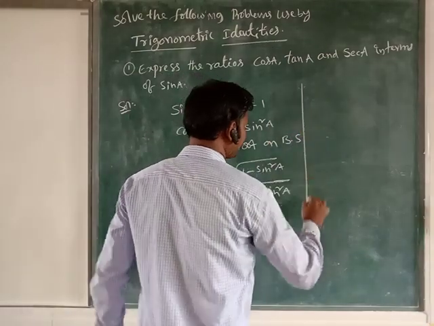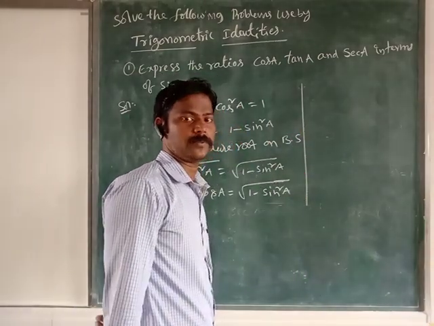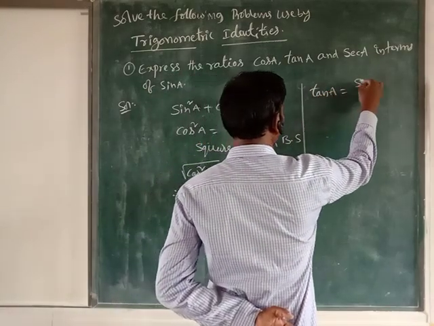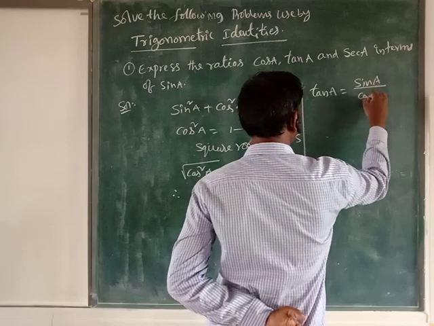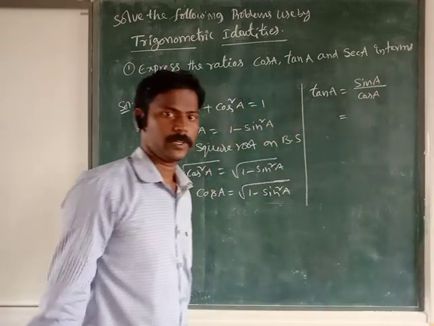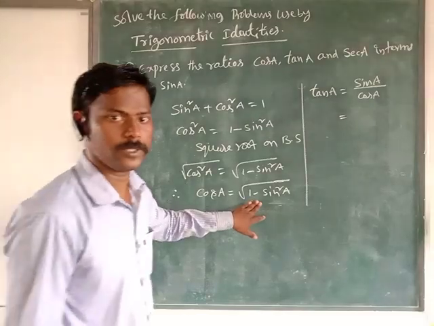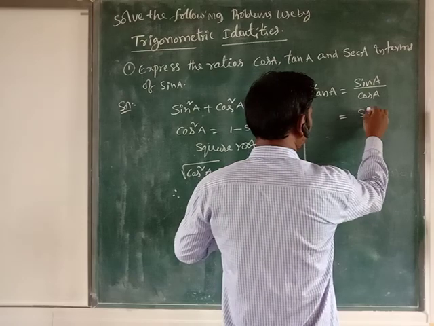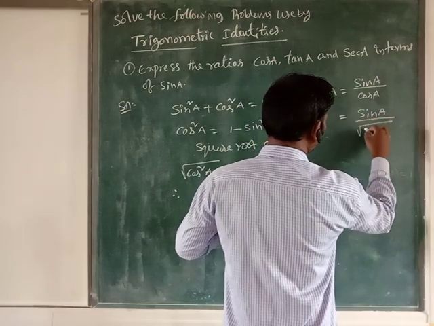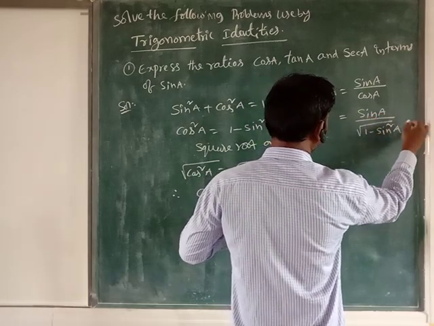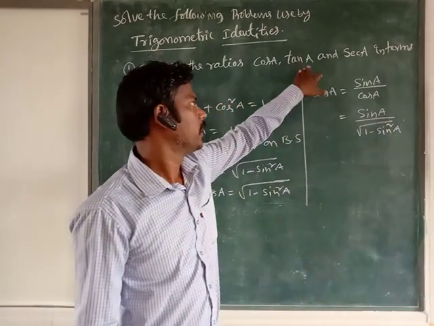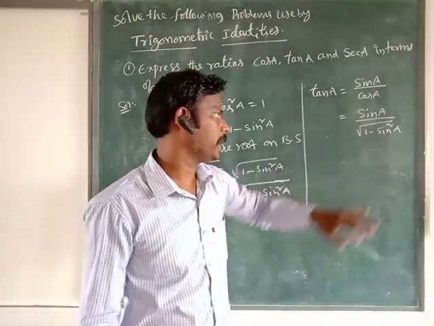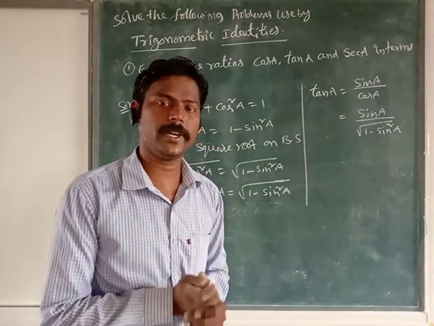Next we derive tan A in terms of sin. See, tan A we write as sin A by cos A. But already cos A, what do we have? Square root of 1 minus sin square A. So sin A by square root of 1 minus sin square A. This is for tan A in terms of sine. So tan A is nothing but sin A by square root of 1 minus sin square A.